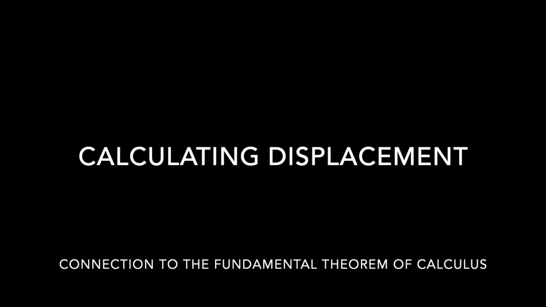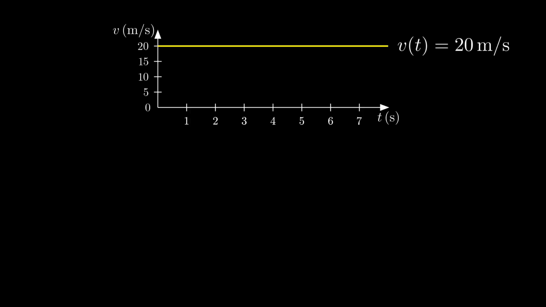Imagine a car that travels along a straight road at a constant speed of 20 meters per second. The velocity versus clock reading graph looks like this. We know that every second the car travels 20 meters. Previously, you have seen that displacement of the car can be interpreted as the rectangular area under a velocity graph.